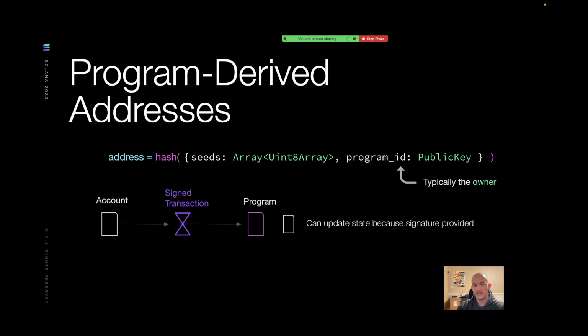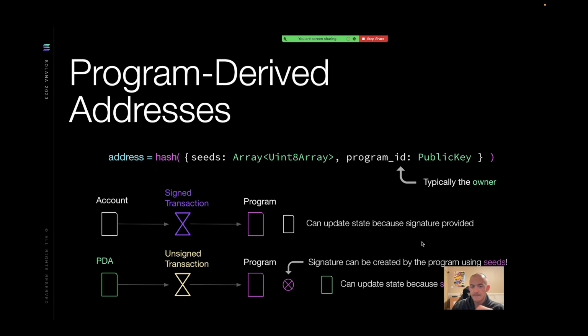if we take a look at the traditional way of changing an account's data, right? Right here, we have a traditional system account, key pair, standard. Basically, you can think of it like a wallet. That account is going to sign a transaction, which is going to authorize a program to change its data, and it can update the state because the signature's been provided. However, with a PDA, you can actually send a transaction that this PDA did not sign, right? And I say unsigned transaction, that just means this thing didn't sign it. Someone has to sign it for the fee.